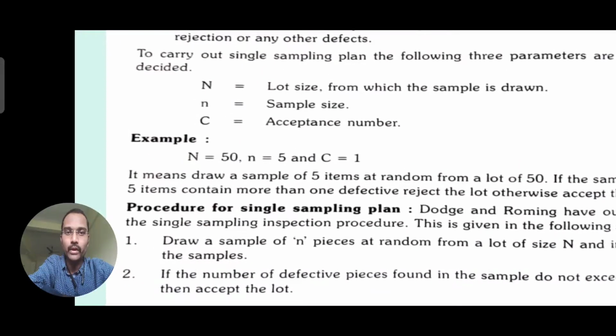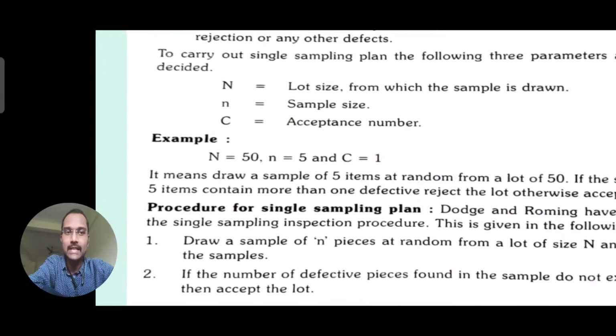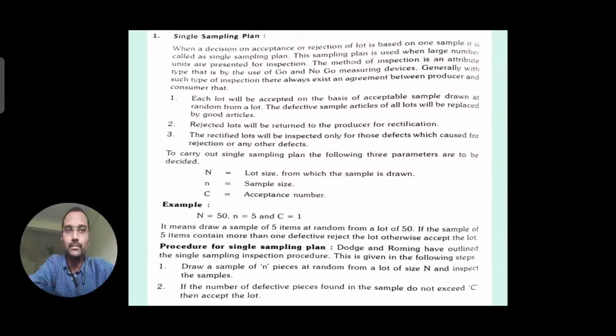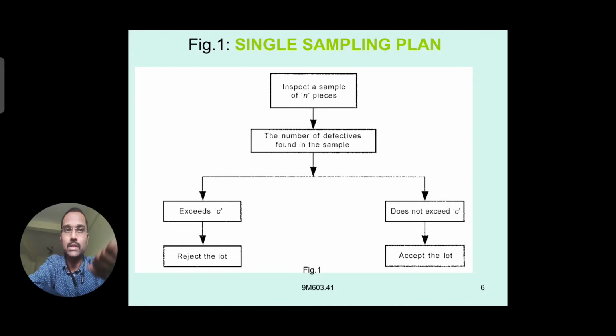The second procedure is: if the number of defective pieces found in the sample does not exceed C, then accept the lot. What is the C value? The acceptance number is 1. As I told you, if it does not exceed that value of 1, the lot will be accepted. If it exceeds, what happens? We will see that. So this is the following procedure.